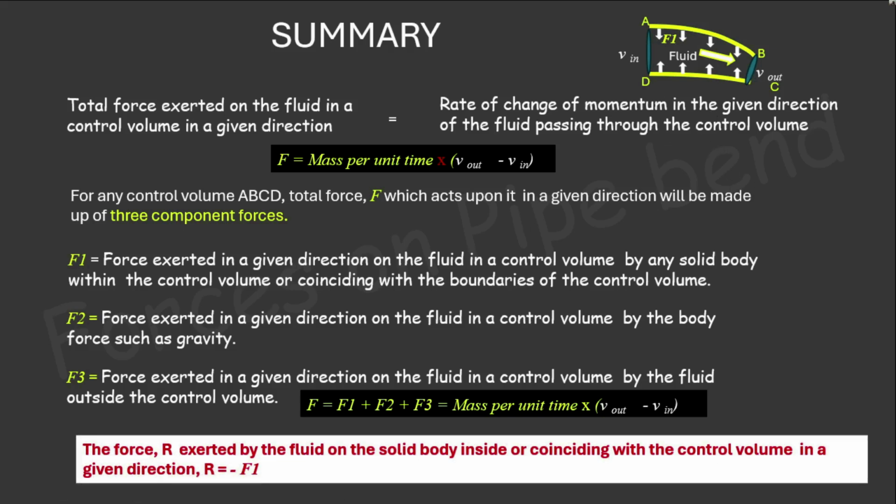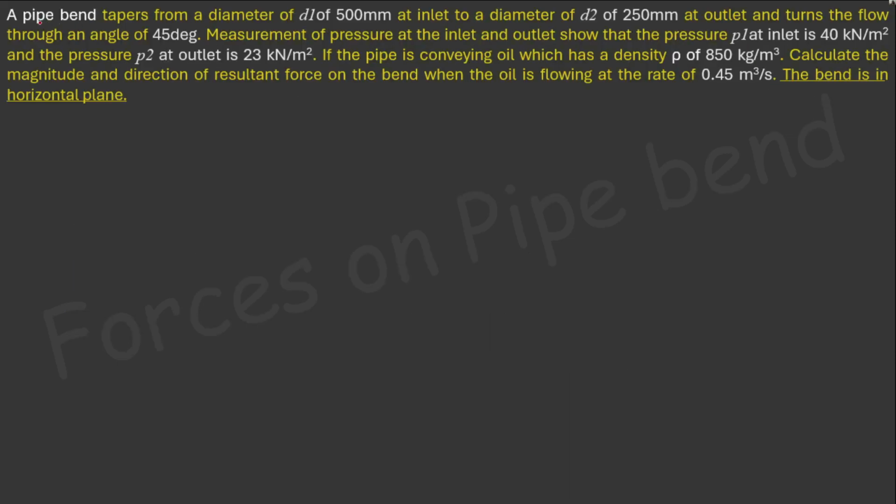We can study this concept in more detail by solving a problem. In this problem, a pipe bend tapers from a diameter of 500 mm at inlet to a diameter of 250 mm at outlet, and it turns the flow through an angle of 45 degree. That means theta equals 45 degree.